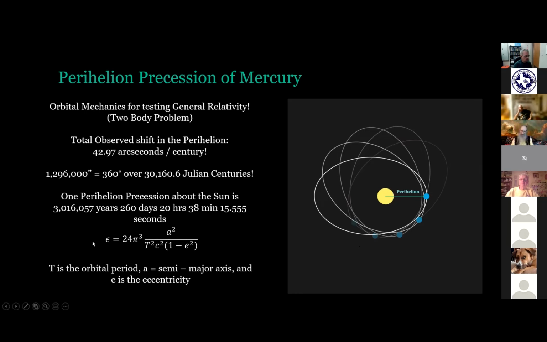That's the formula. So this is the orbital period. That's the speed of light. And of course, here we have the eccentricity, and then the semi-major axis is going to be that average distance between the perihelion and the aphelion, taking the two distances and dividing it by 2.